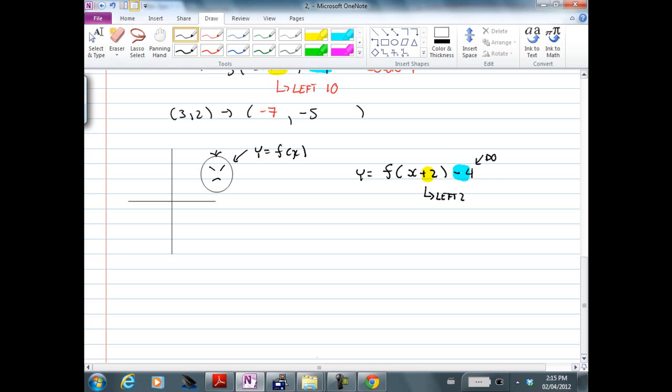Now, a lot of you ask, Mr. Snow, how come I don't have coordinates and points to work with? Guys, gals, you're going to use guess. If I shift this left 2 and down 4, your picture may look something like this. See, everything stays the same. The only thing that changes is the position. This is called transformation. You're taking something and moving it around.